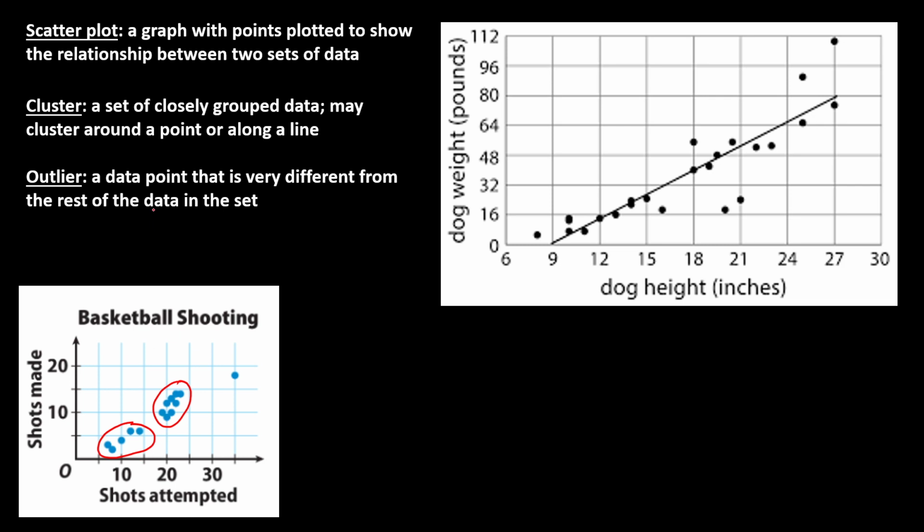And in scatter plots, you're also finding outliers. Outliers are data points that are very different from the rest of the data in the set. For example, in this basketball graph, the point on the far right is very different from the other groups of data. This is what we call an outlier. You can also see some outliers in the graph showing dog height versus weight. You're seeing some outliers that are very far past the trend in the data.